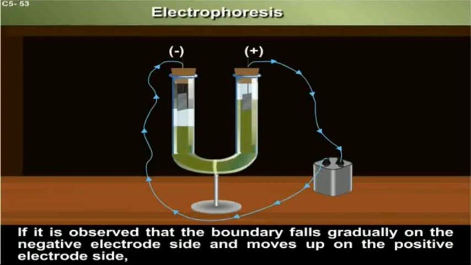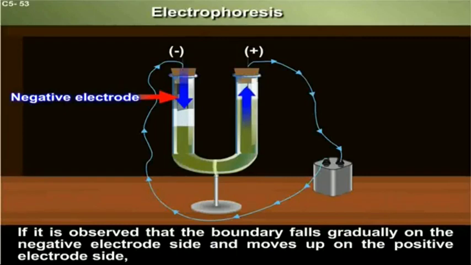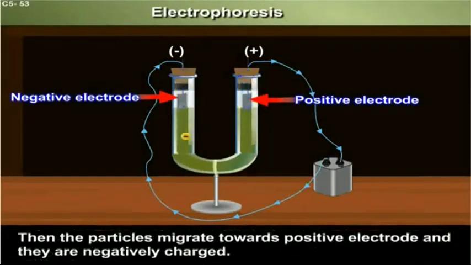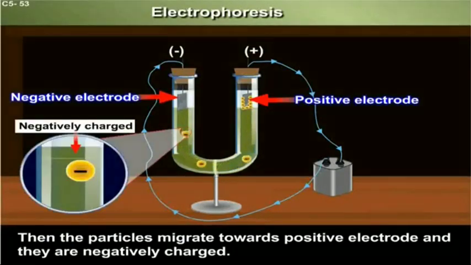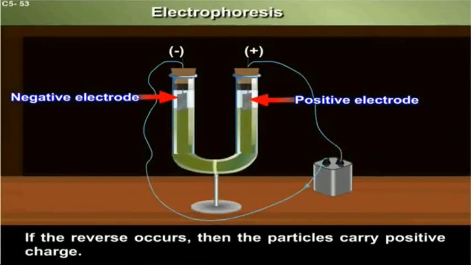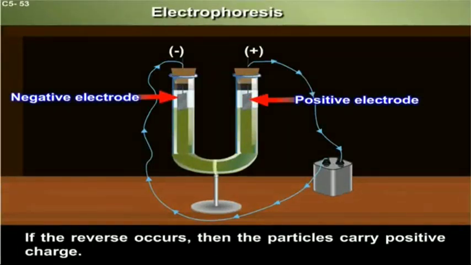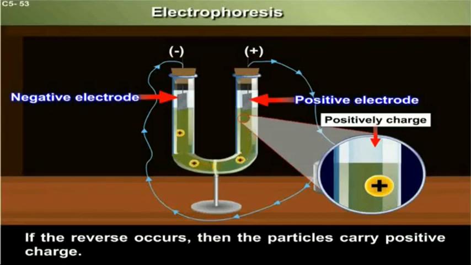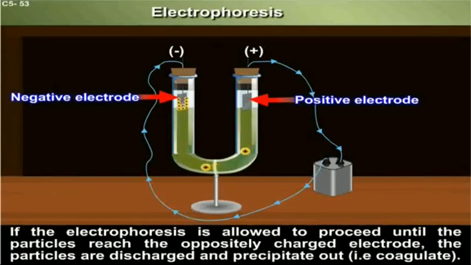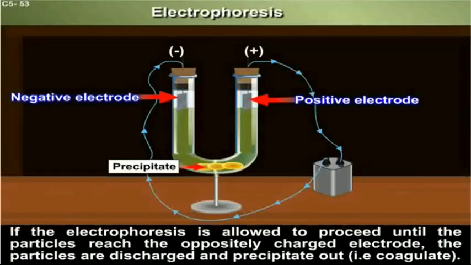If it is observed that the boundary falls gradually on the negative electrode side and moves up on the positive electrode side, then the particles migrate towards the positive electrode, and they are negatively charged. If the reverse occurs, then the particles carry positive charge. If the electrophoresis is allowed to proceed until the particles reach the oppositely charged electrode, the particles are discharged and precipitate out, that is, they coagulate.